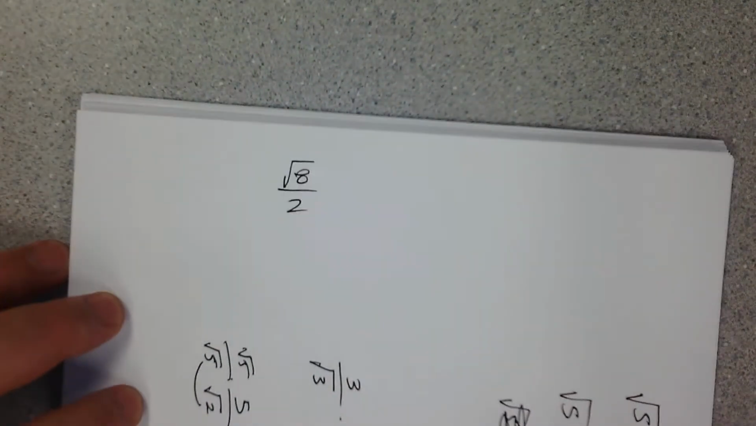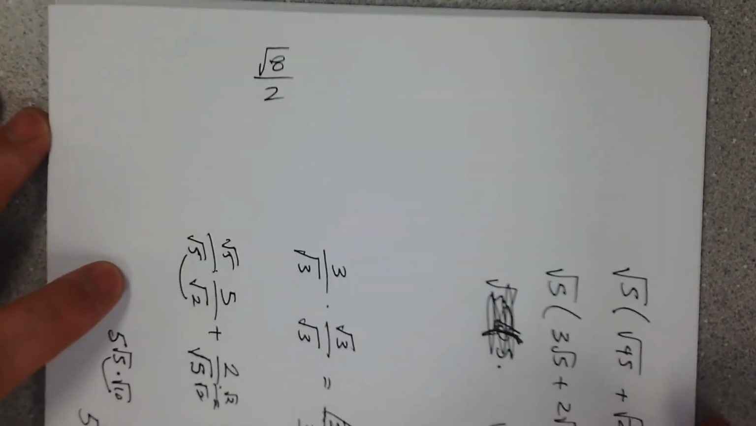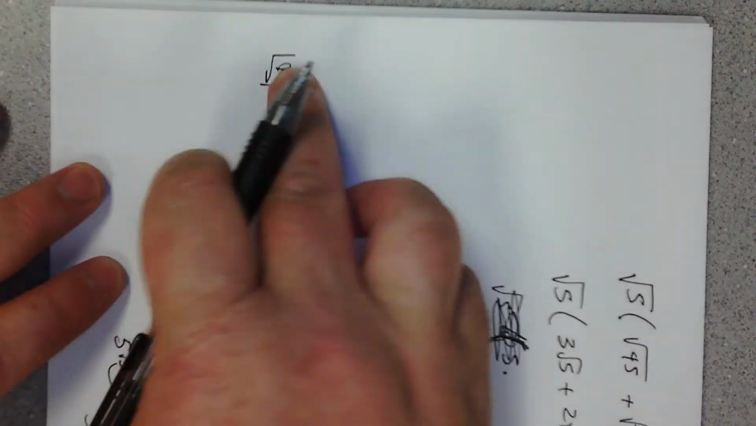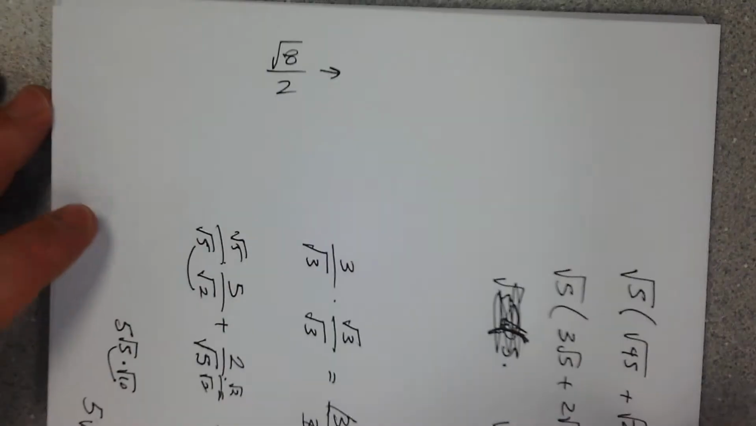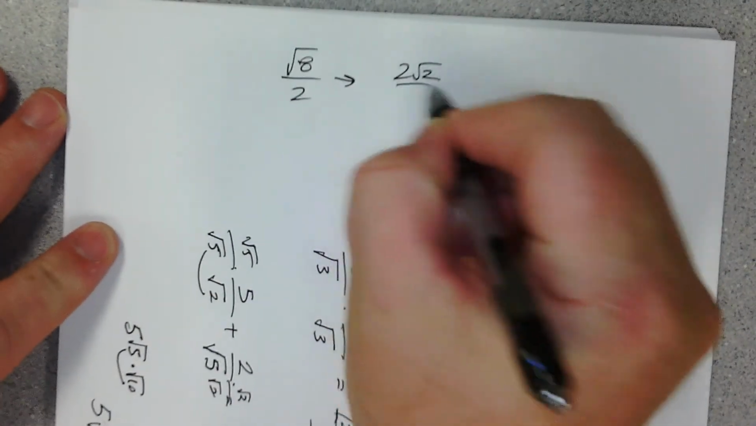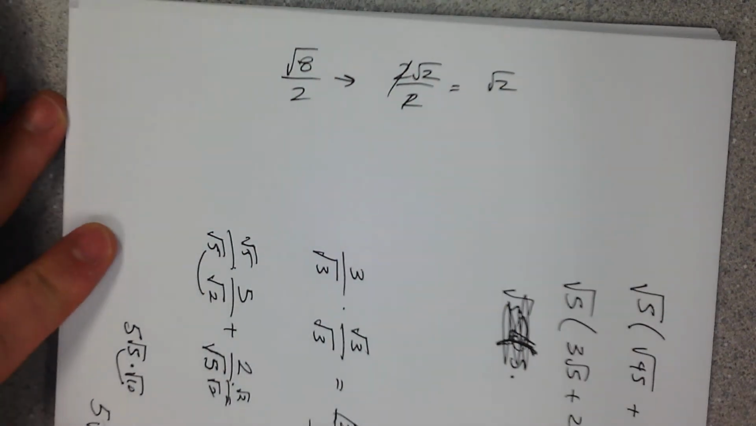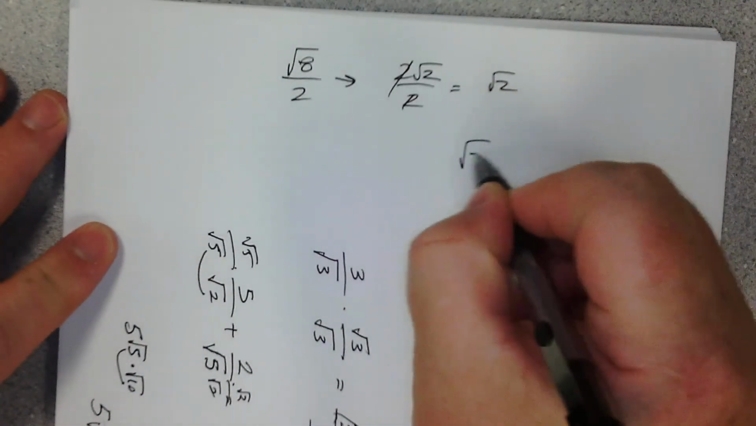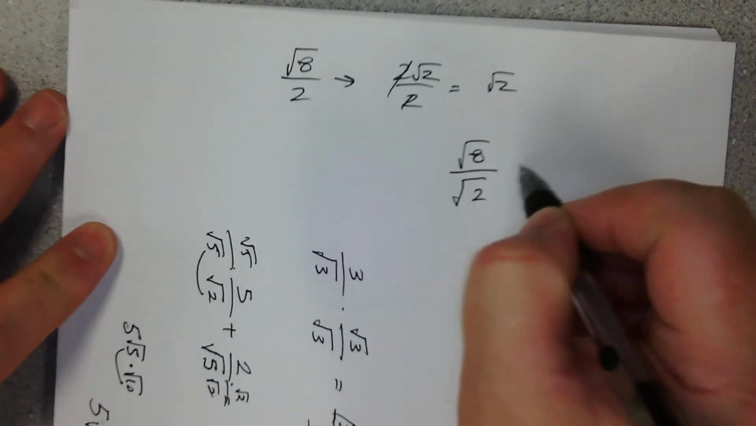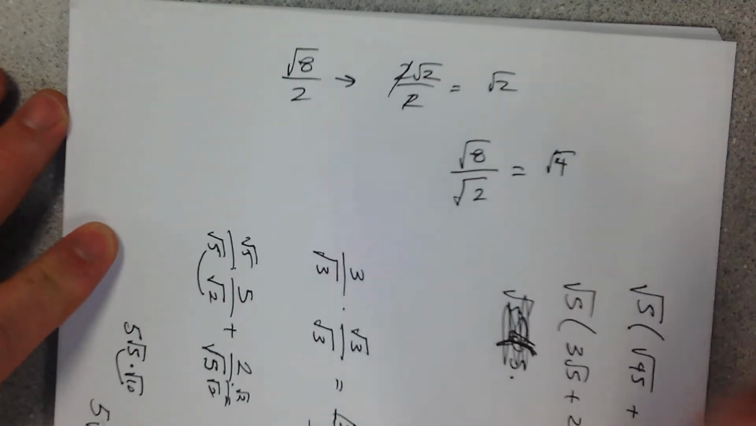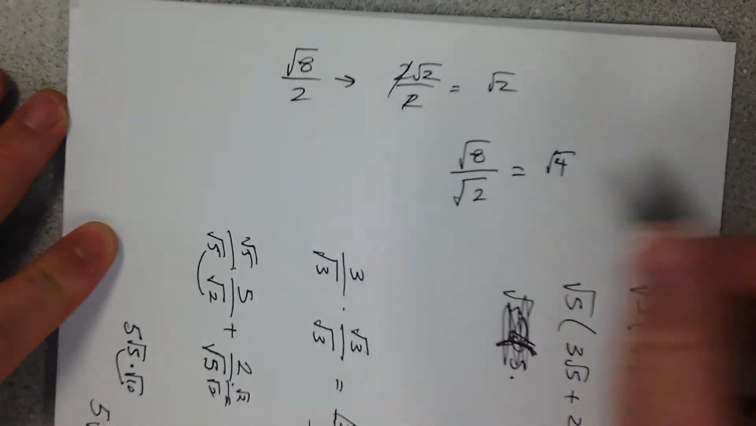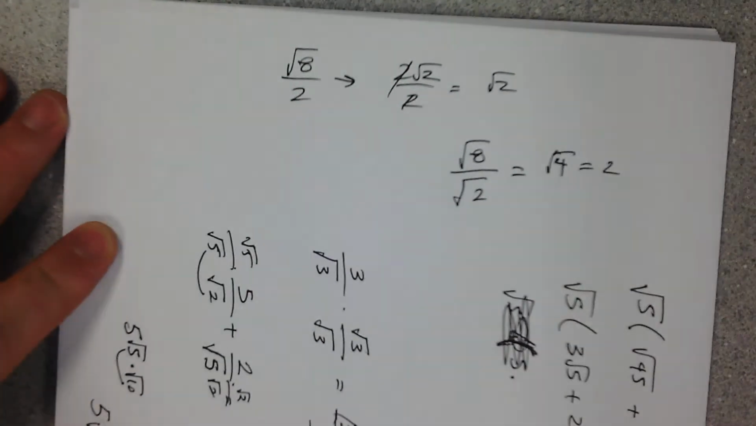Almost done. Next up says square root of 8 divided by 2. Those cannot be reduced because this is a rational number, and that's irrational. But the square root of 8 can be simplified to 2 root 2, and then that can be reduced. Square root of 2. Now this one, for example, is different. This can be reduced. That's the square root of 4. See, 2 goes into 8 4 times. Square root of 4 is 2.